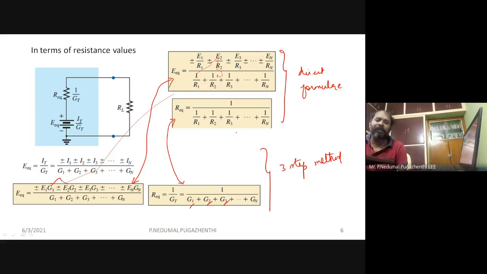So the formulas are the same. You can directly use the formula to find the equivalent, or you can use a three-step methodology to do that. Understand that? Either you can use the three-step methodology, or you can use the direct formula method to calculate the equivalent circuit for a given electrical network having voltage sources connected in parallel or current sources connected in parallel. Is that clear?